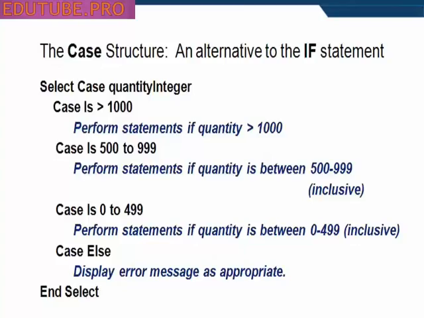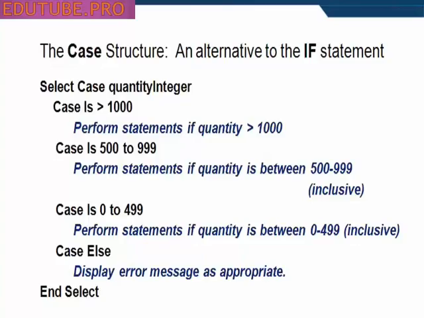Below that is another case of 500 to 999. Here you would place statements if the quantity is between 500 and 999. Now make note that this is an inclusive range. That is, this includes the number 500 and includes the number 999.